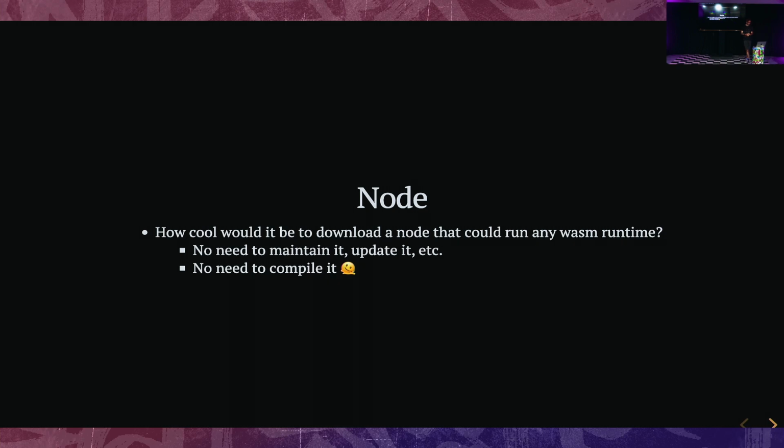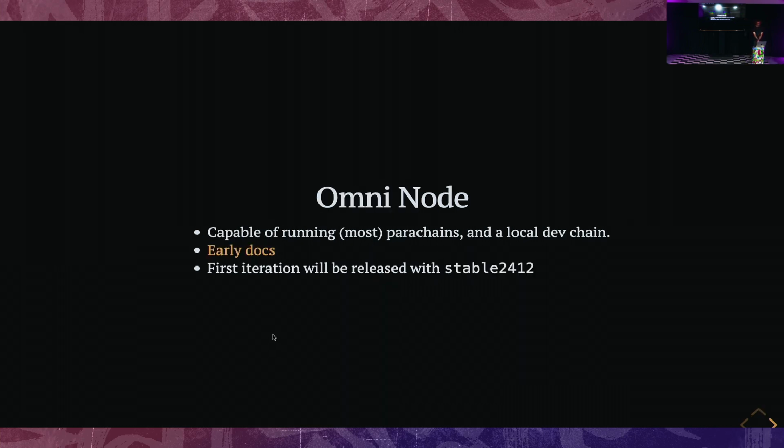So how cool would it be if we could skip this, and we would have a node that would perhaps be a binary that you could just download and it could run your WASM runtime for you. And this is something that we've been working on throughout 2024. We call it the Omni node, so one node that can rule them all, or run them all, we shall say. And it's at a point where the first version of it has been merged into master, and we're targeting the next stable release of Polkadot SDK, so 24.12, for the first version of it to be released. And I have some early documentation on it that you can find in this link.